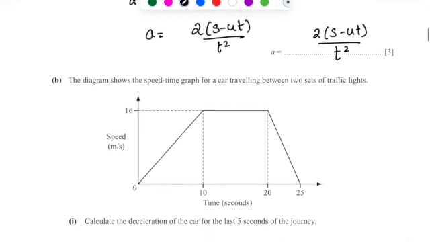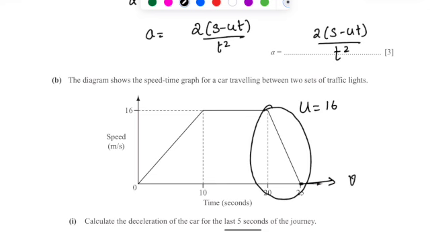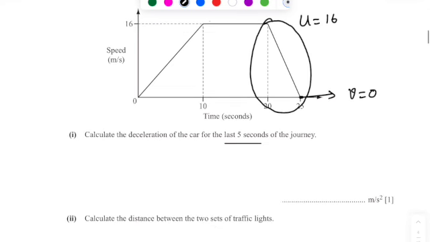For the last 5 seconds of the journey, not the first 5, for the last 5 seconds. For this part, he's asking us to find it out. So this is the initial velocity, which is 16. Over here, the final velocity is going to be 0. So initial velocity is 16, final velocity is 0, deceleration equals question mark, time equals 5 seconds.